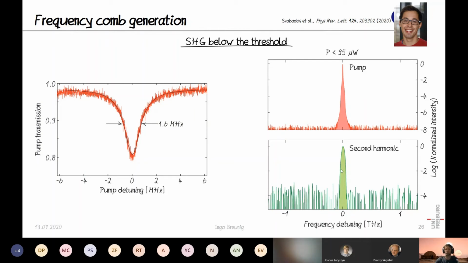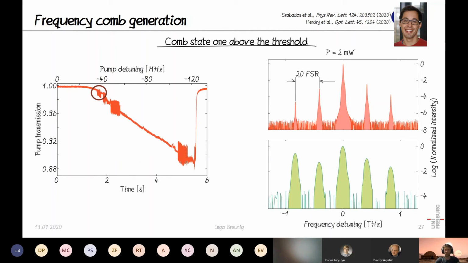This is it. Then he increased the power, and beyond 100 microwatts, he already observed some sidebands around the pump and around the second harmonic. And when he increased the power to 2 milliwatts, the situation was considerably different. The pump transmission was not Lorentzian anymore. It was deformed into this kind of triangular structure.